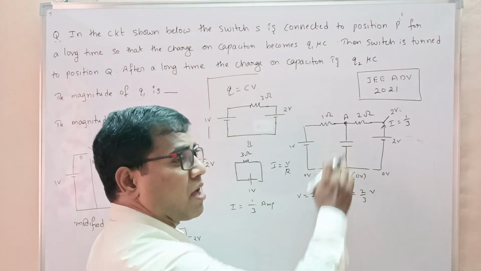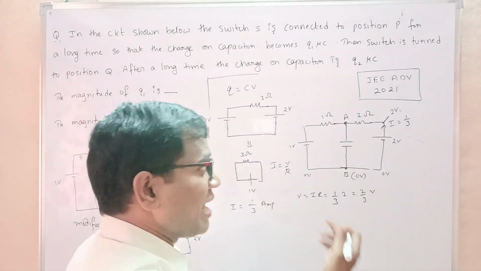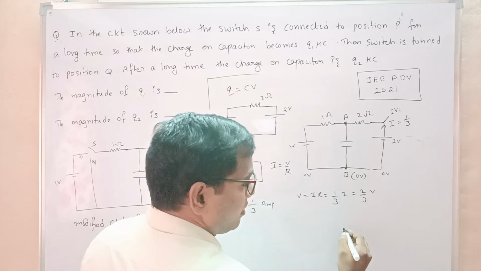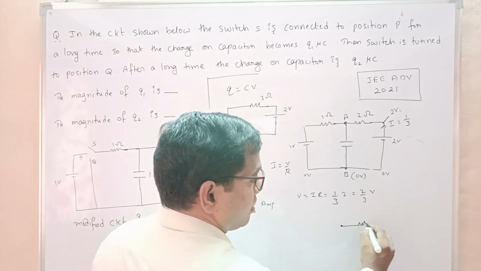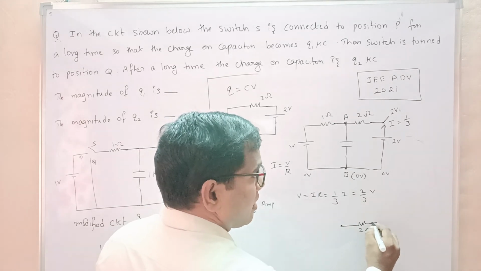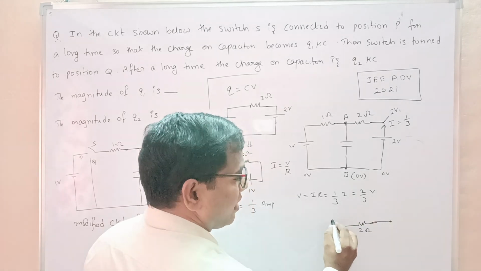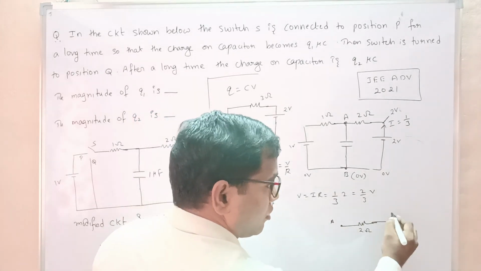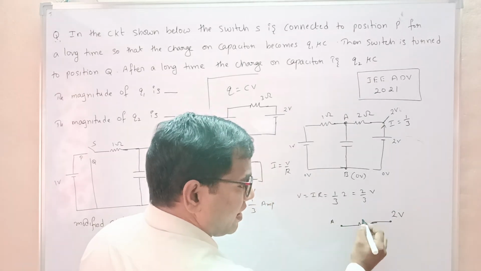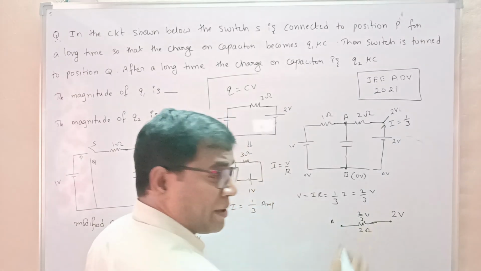So at A, how much potential will be there? We can calculate easily. Here I will draw again. Here it is 2 ohm resistance, and this is one end, and it is A. And we know here 2 volt potential is there. Here 2 by 3 volt drop will be there.